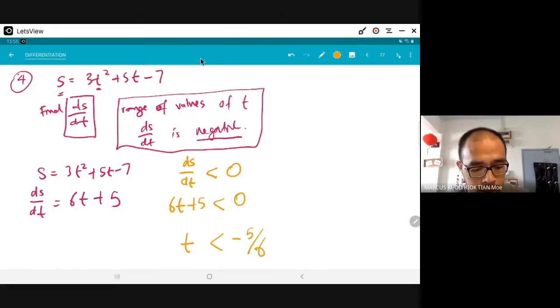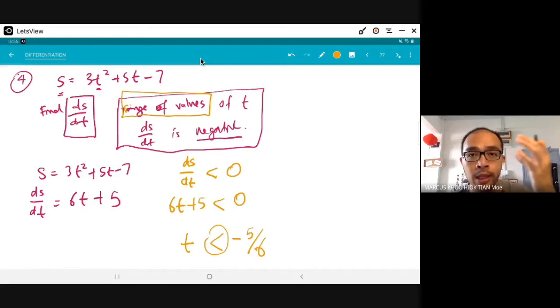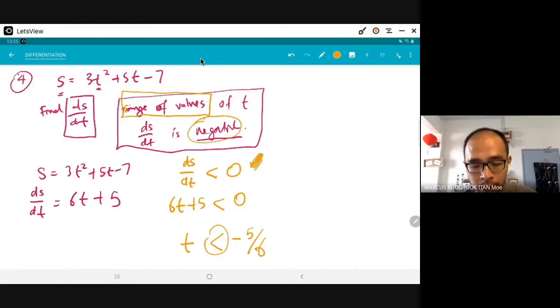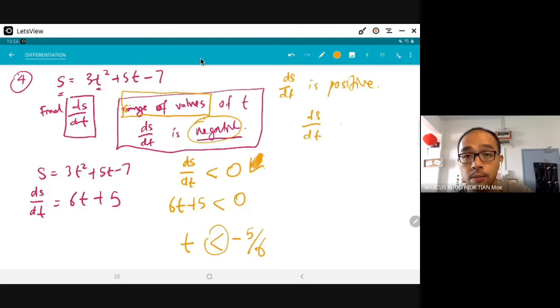Okay, so saya ingatkan kembali lah, perkataan range of values usually dia punya jawapan adalah dalam bentuk yang ada kurang dan lebih. Okay, cuma yang mungkin saya belum dedahkan kepada kamu, kalau ds dt adalah negatif, then titik permulaan kamu adalah ds dt is less than 0. Kalau ds dt is positive, then we're talking about ds dt is more than 0. Okay, so just ketahui perkataan-perkataan seperti ini. Okay, another one.